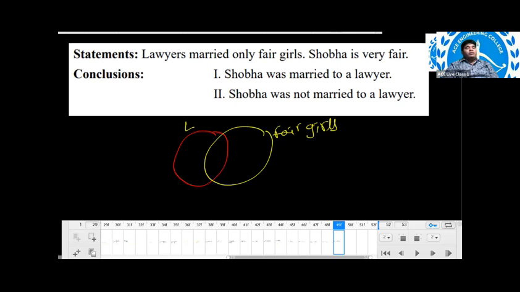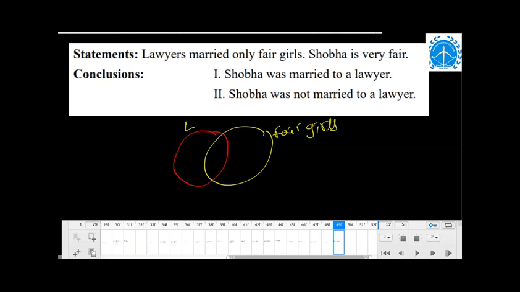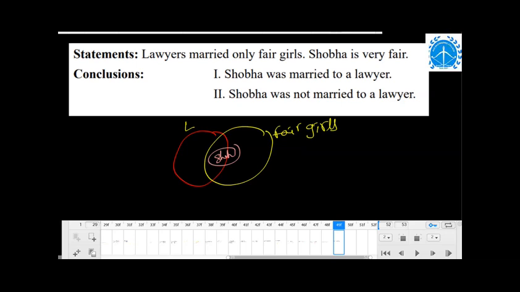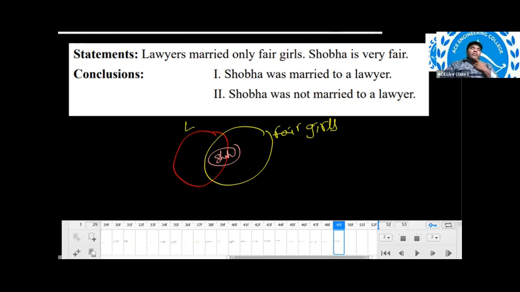Shobha is a very fair. So Shobha was married to a liar. Means where is the Shobha now? Intersection. Shobha here. Okay, now next. Shobha was not married to a liar means Shobha is out of the intersection. Shobha was not married to the liar means not in the intersection.